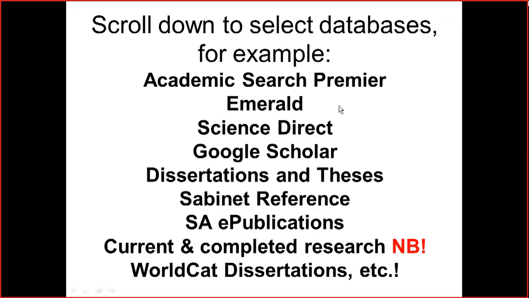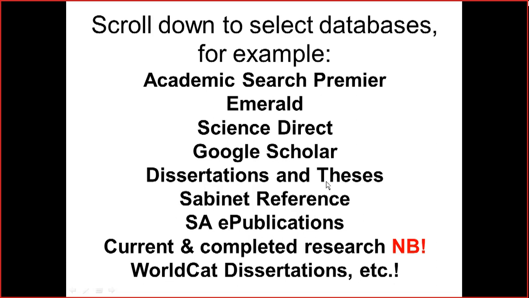So Academic Search Premier. The three that I use the most are Emerald and Science Direct, which is also called Elsevier. That's where I search for most. But Google Scholar is a third option that I sometimes use, although the quality of the research is not always the best there. But sometimes you find a few good sources there.